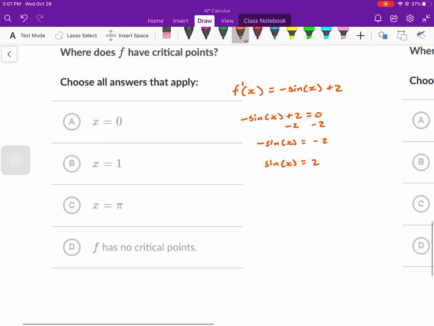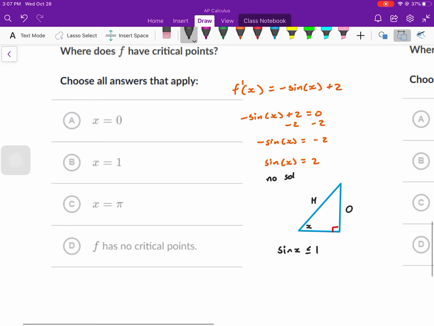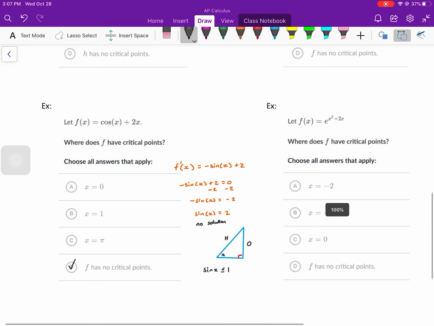Now think about this. Can sine of x equal 2? And you might have to go back to the right triangle trig that we learned. So sine is opposite over hypotenuse. Isn't the hypotenuse the largest side? So because the hypotenuse is the largest side, sine can never be greater than 1. So this is going to have no solution. So this has no critical points.